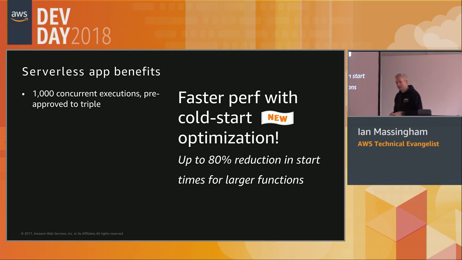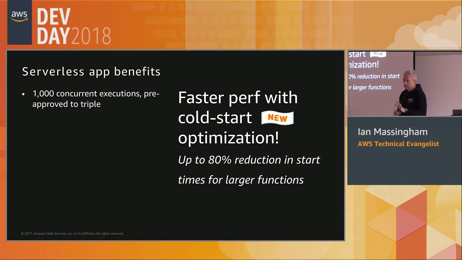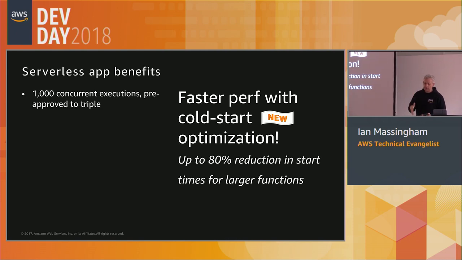Yeah. You don't have to do anything. If you were using Lambda before AWS reInvent with large functions, and you're using it now, and you compare the impact of the cold starts, they're still there, okay? It's just they're up to 80% smaller now. So what might have taken a second before might take 200 milliseconds now, okay?